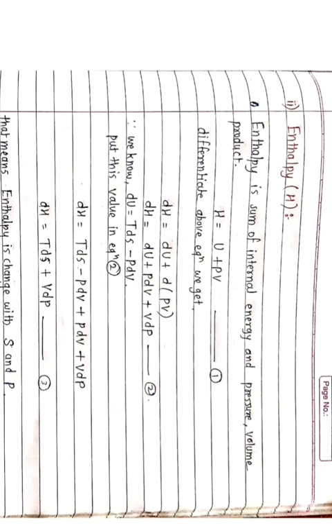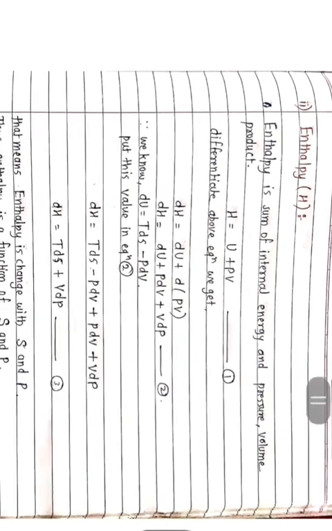So what is the differentiation of the product part? d(PV) is equal to PdV plus VdP. First constant, then differentiate the second term, plus second constant, differentiate the first term. Therefore dH is equal to dU plus PdV plus VdP. We consider this equation number second.